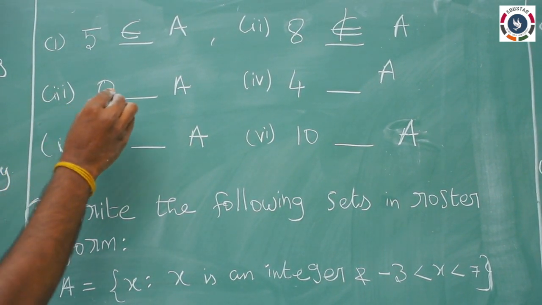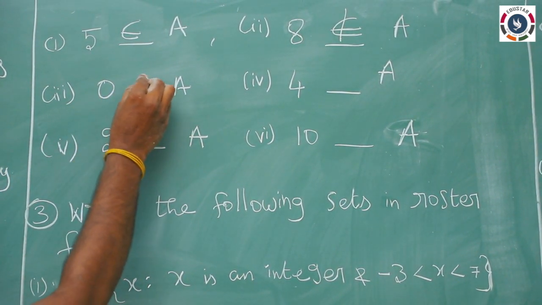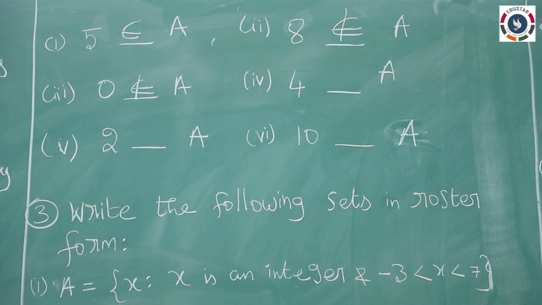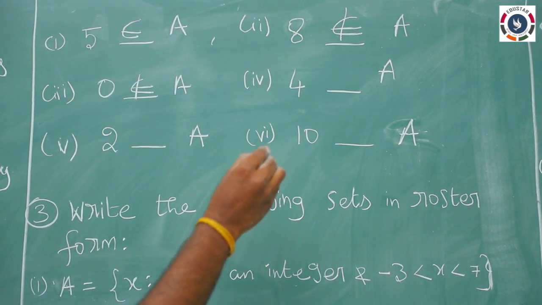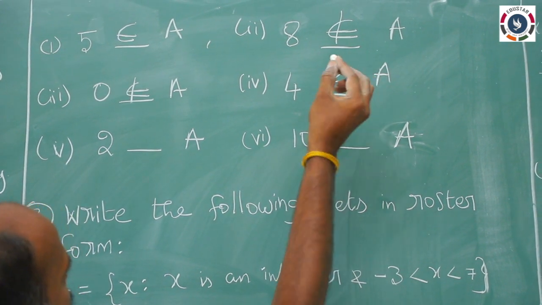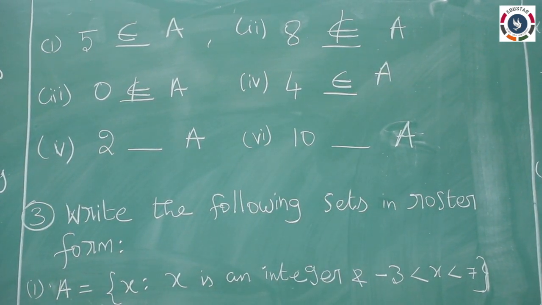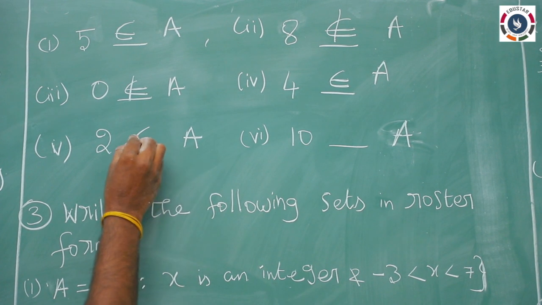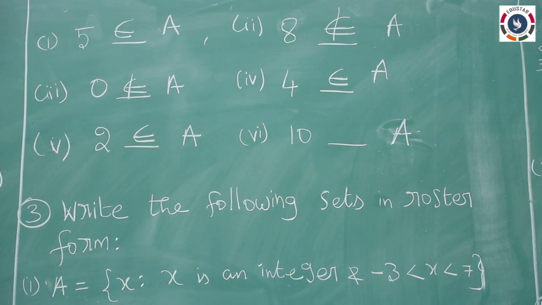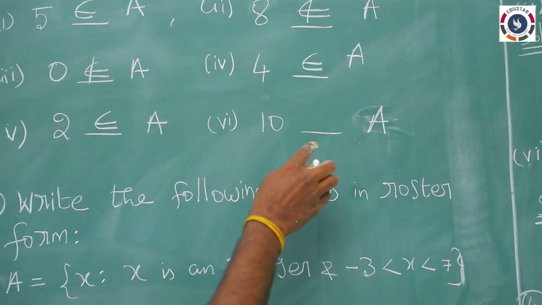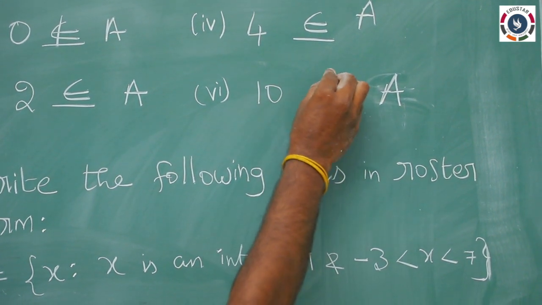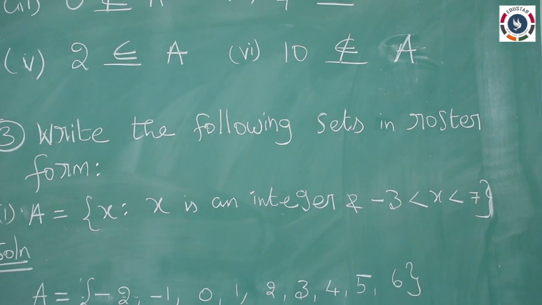0 is not an element of A, so 0 does not belong to A. 4 is an element of A, so 4 belongs to A. Next, the element 2 is in A, so 2 belongs to A. 10 is not an element of A, so 10 does not belong to A.